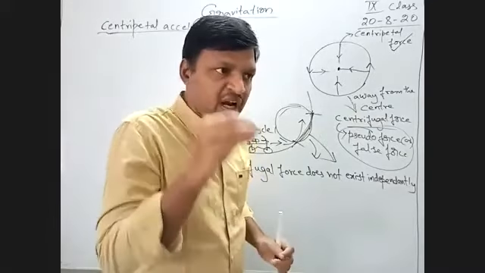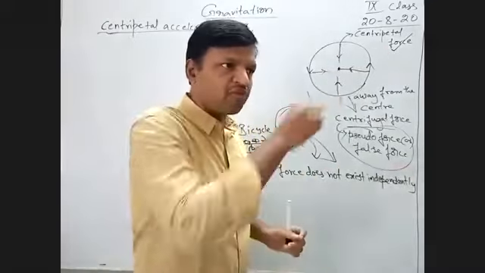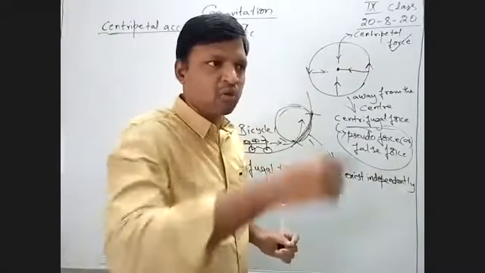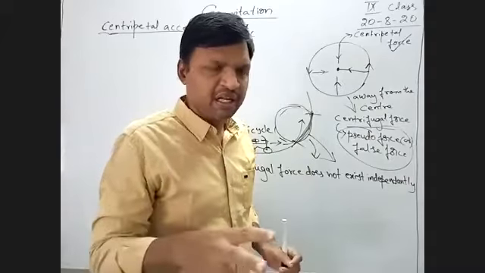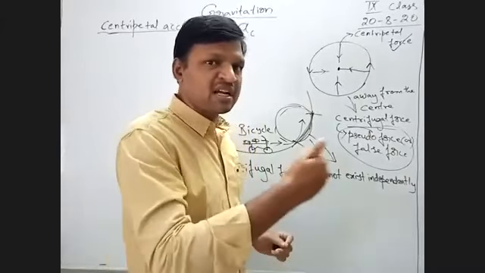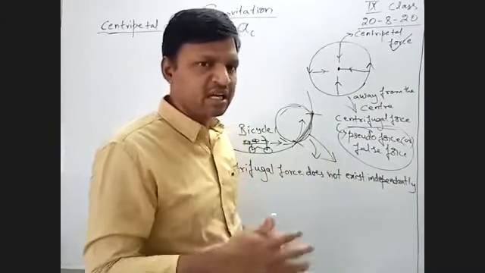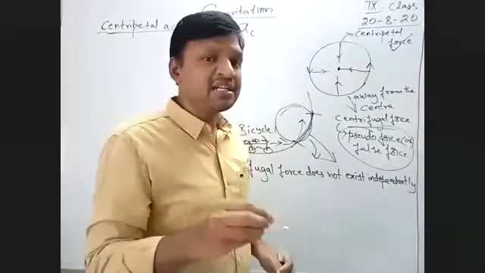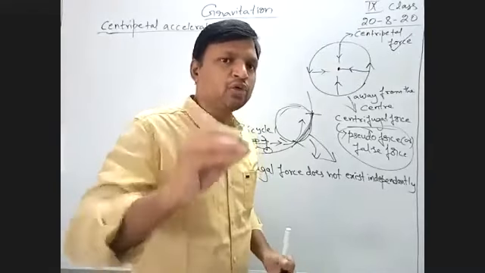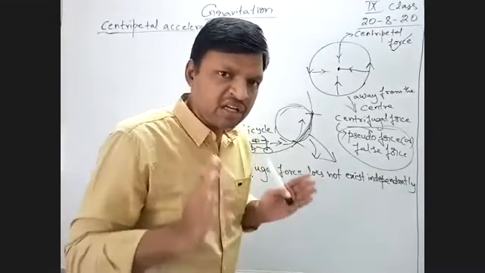So when this real object is performing a circular motion with a particular speed, this force is generated. That means acceleration is generated, directed towards the center. So this is a real force because it exists due to the activity of a real object.